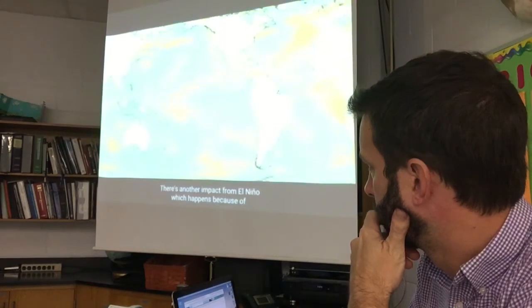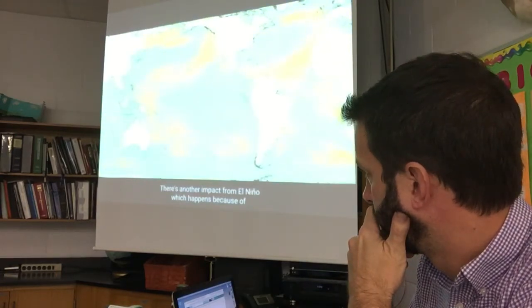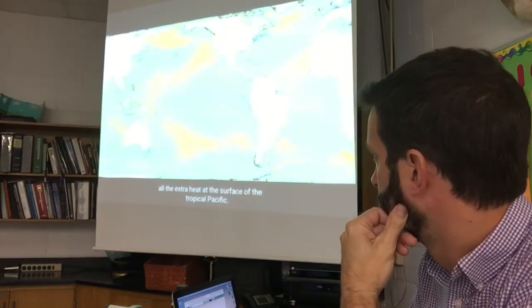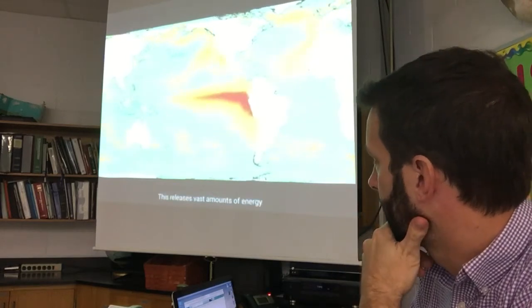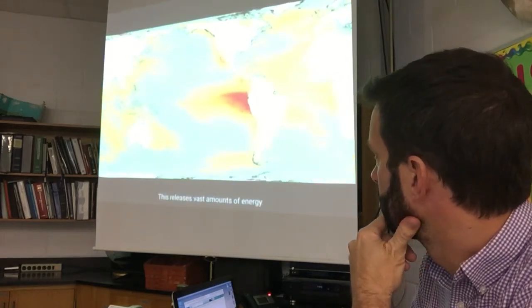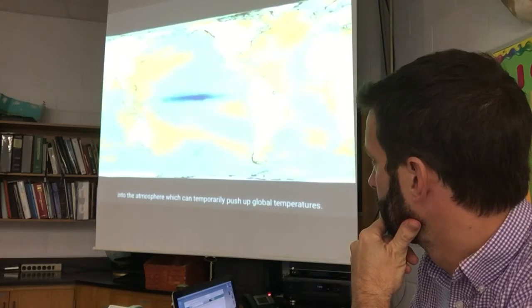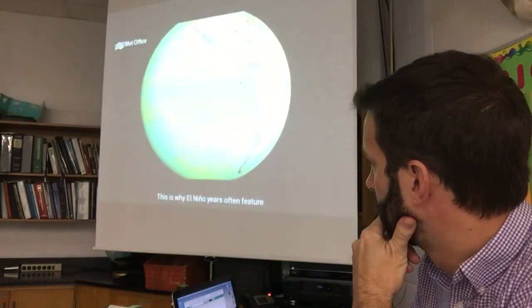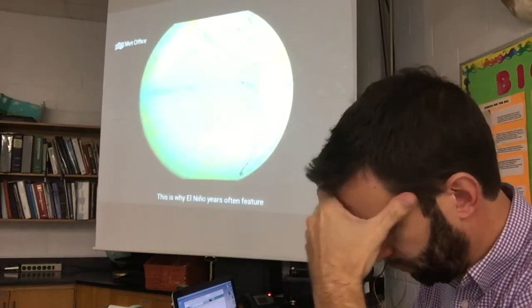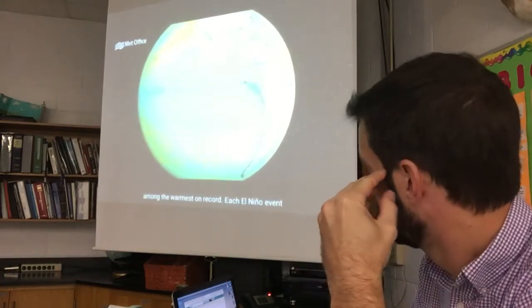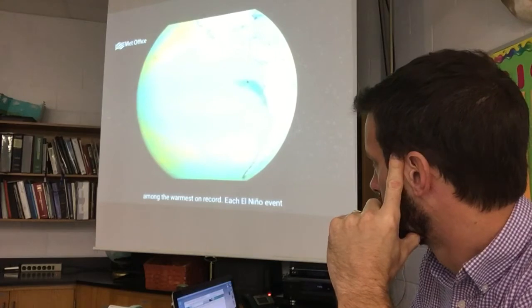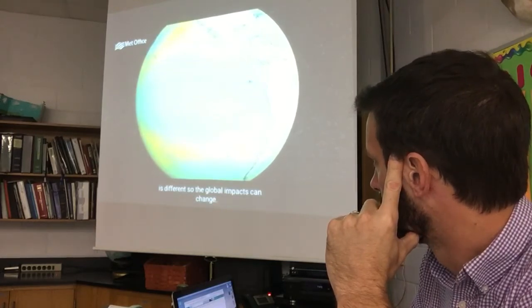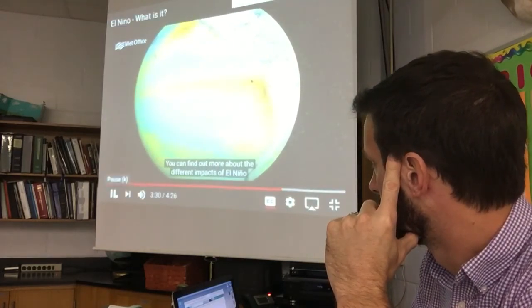There's another impact from El Nino which happens because of all the extra heat at the surface of the tropical Pacific. This releases vast amounts of energy into the atmosphere which can temporarily push up global temperatures. This is why El Nino years often feature among the warmest on record. Each El Nino event is different, so the global impacts can change.